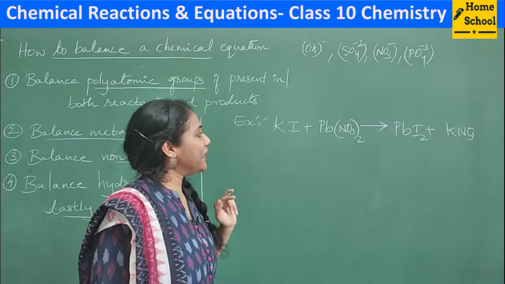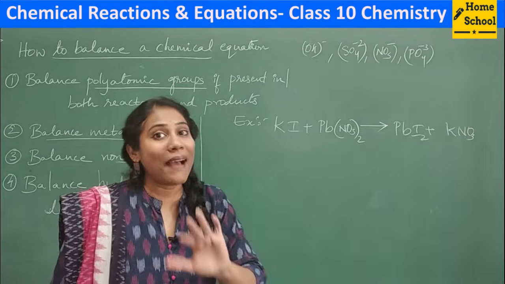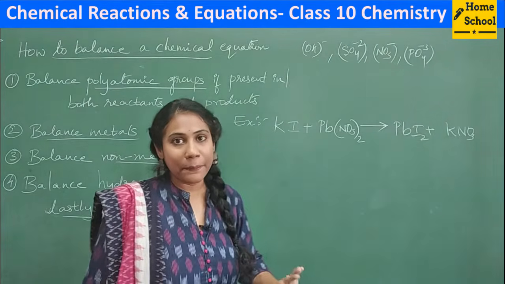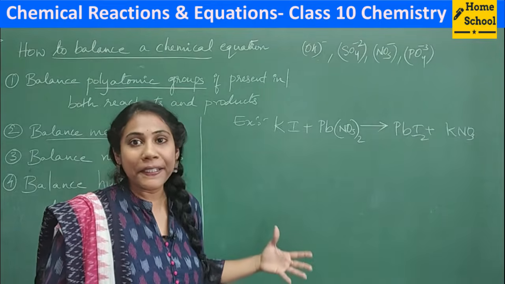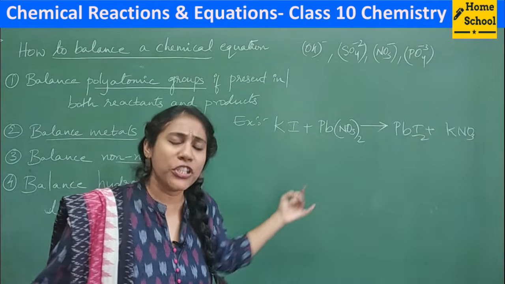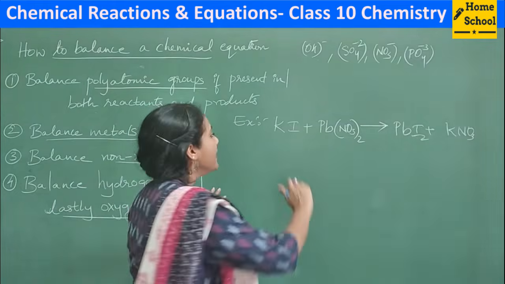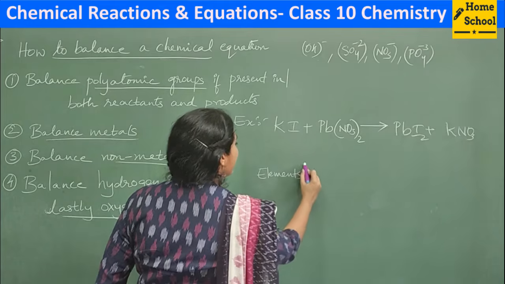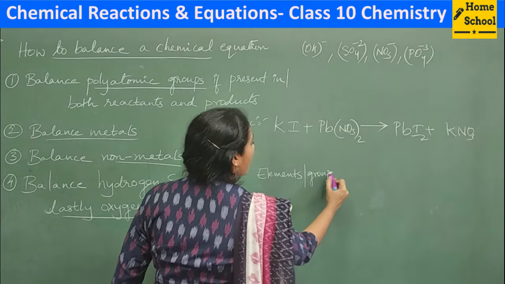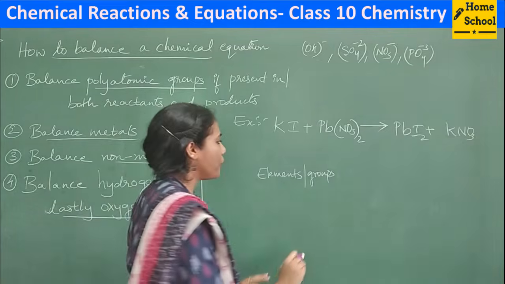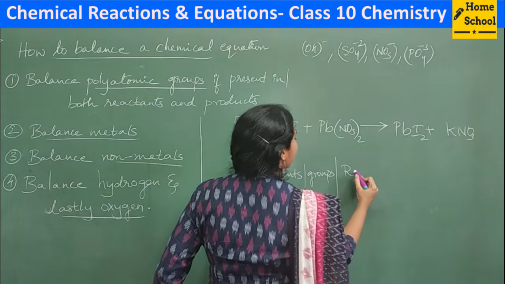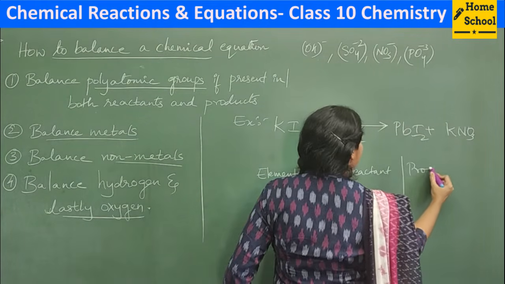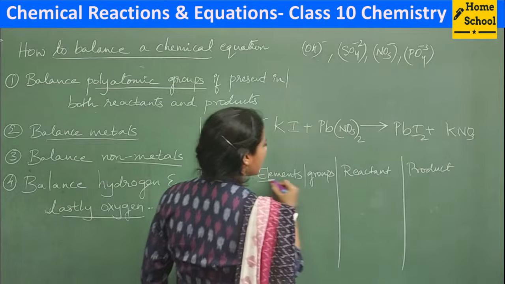So now first identify whether the reaction is balanced or not. To identify that, let me put a small table so that it becomes easier to identify which are balanced and which need to be balanced. Let me put the elements or groups present. If polyatomic groups are there, write them down in the form of a group. Then write how many are there in the reactant side and how many in the product side. So like this, make 3 columns.